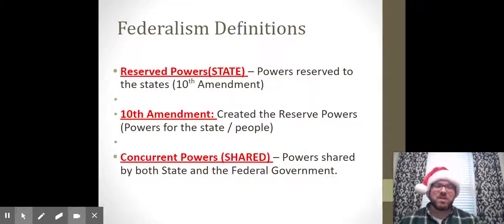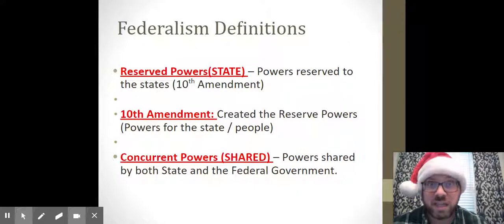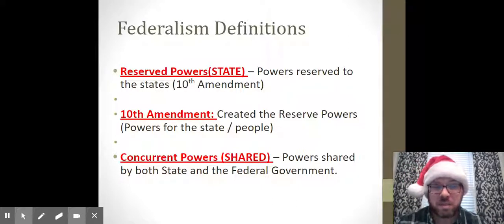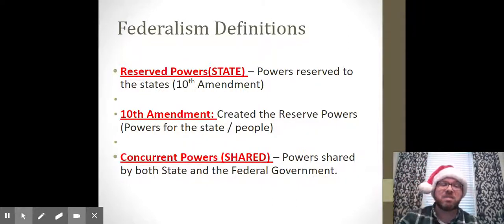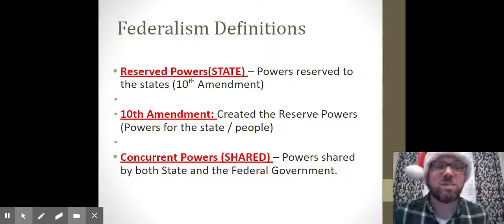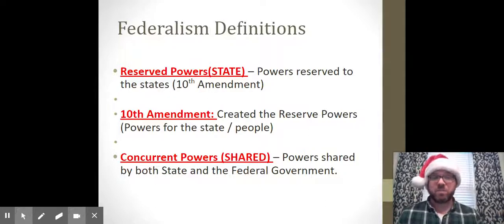All right, so these are all new definitions. The first one is a reserve power. Reserve powers are powers reserved to the states by the 10th Amendment. The 10th Amendment is the last amendment within the Bill of Rights. It created the reserve powers and said any power not granted to the federal government is reserved to the state governments and the people. That is why they are called reserve powers.